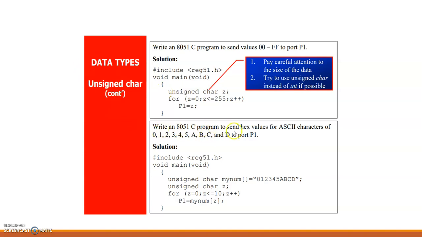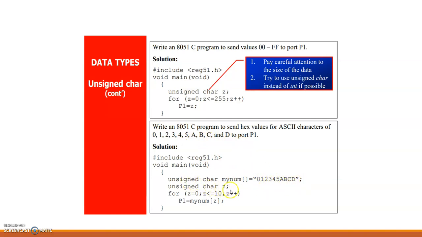Write an 8051 program to send the hex values of the ASCII characters 0, 1, 2, 3, 4, 5, A, B, C, D to port 1. Here we want to declare an array. Unsigned char mynum is the name of the array. In the array we save the values, the characters that we want to display.